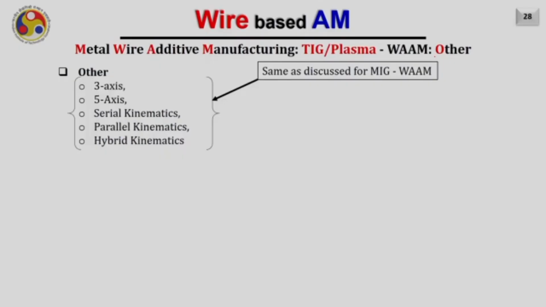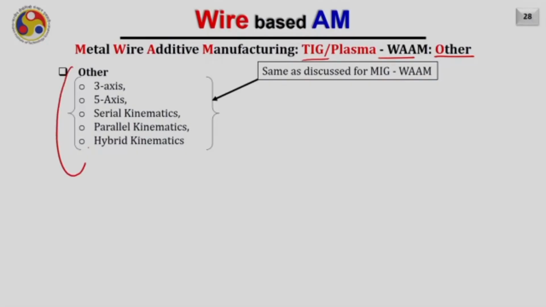Now let us discuss some other methods with TIG based WAAM. The other systems where we utilize the 3-axis machine, 5-axis machine, the serial kinematics, the parallel kinematics and the hybrid kinematics on the machine tool side are very much similar to what we discussed for MIG WAAM. Therefore, in this TIG WAAM based system, I am not going to go into the details of it. The same machines can be utilized just by replacing the MIG welding by the TIG welding or plasma.